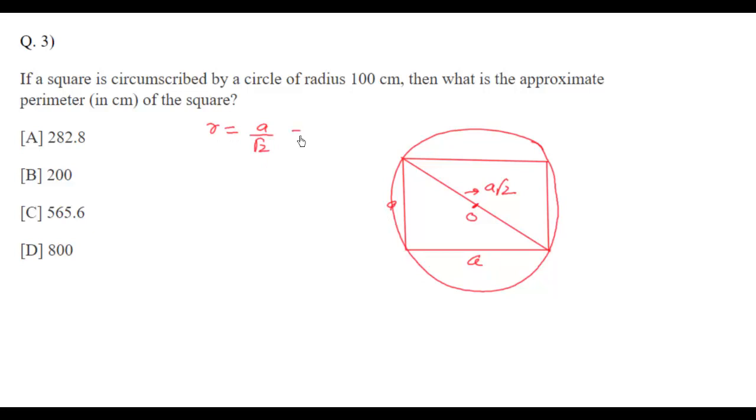This radius given to us is 100. So the value of A is what? 100 root of 2. So we have got the side, so definitely the perimeter will be 4 times of it. So perimeter would be 4 of A, which will be 400 root of 2. On calculation, by putting the value of root of 2 as 1.414, etc., we'll be getting option C.